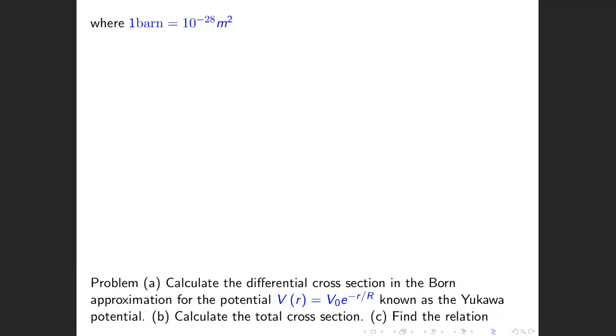In this lecture, I've given you more problems where you will be calculating the differential cross section. In this problem, I've given you V of r to be V0 e to the minus r over r. This potential is referred to as the Yukawa potential. What I'm asking you to calculate is the differential cross section and also the total cross section.